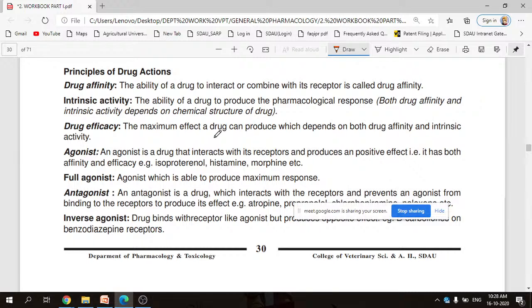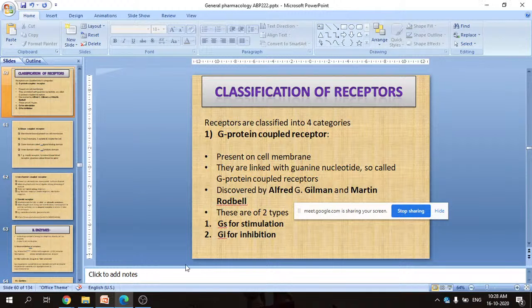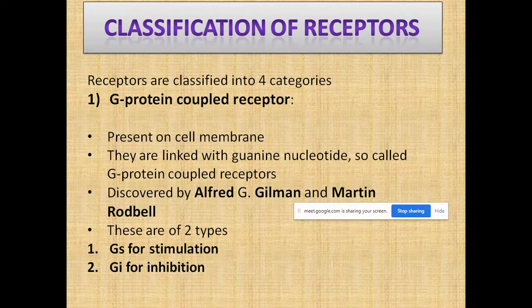Now, principles of the drug action. Before that, let me see some. Are you able to see the PPT now? Classifications of the receptors. Hello. Yes, sir. Okay.